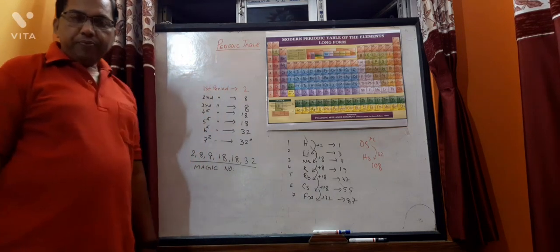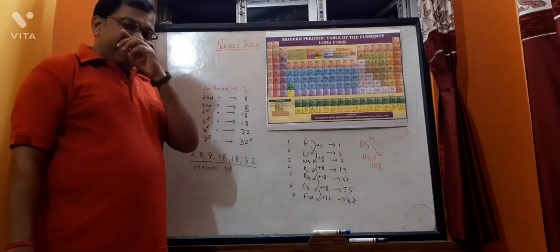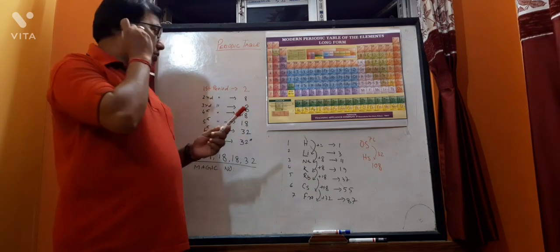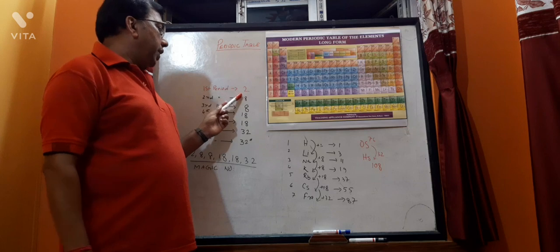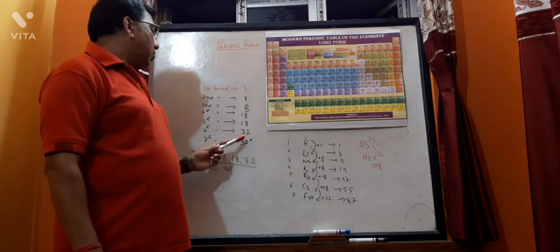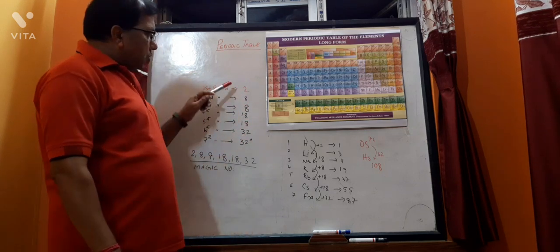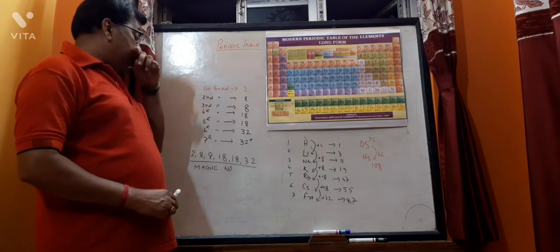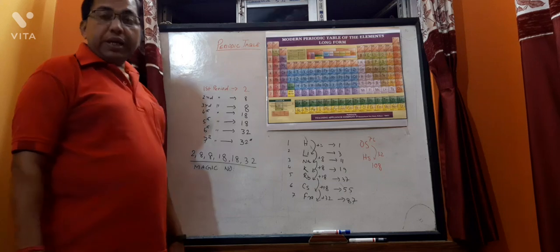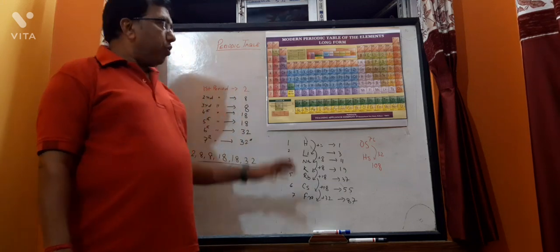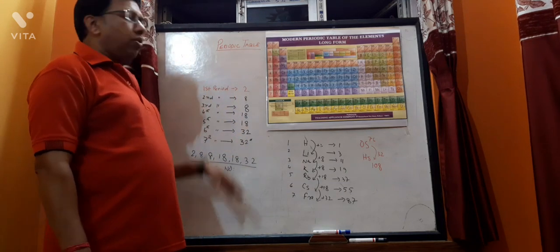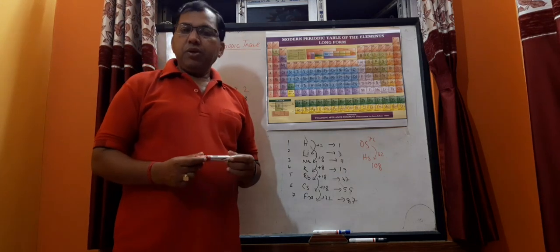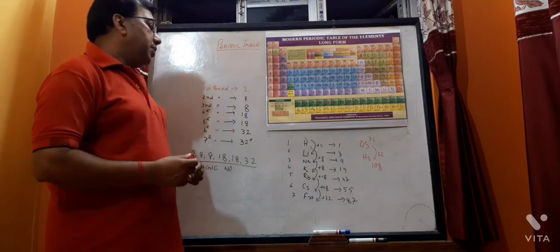Here we will see a new thing. You will observe the rhythm, a sequence: 2, 8, 8, 18, 18, 32, 32 plus. These numbers, 2, 8, 8, 18, 18, are called the magic numbers in the periodic table. Why do we call these numbers magic numbers?